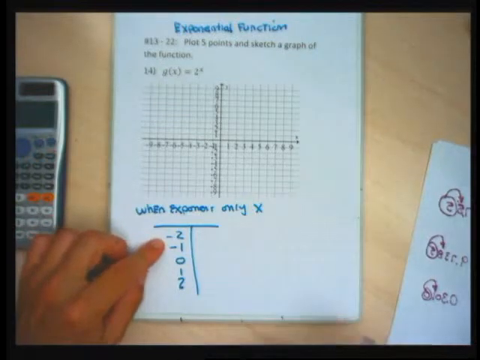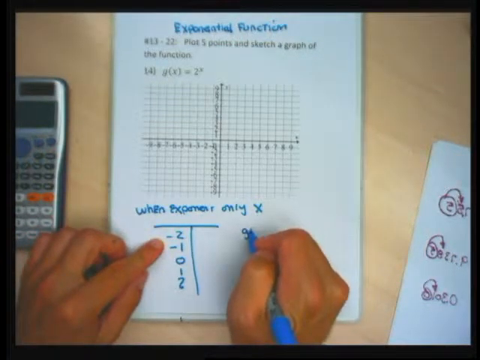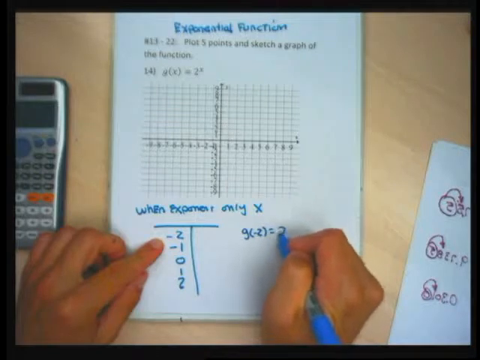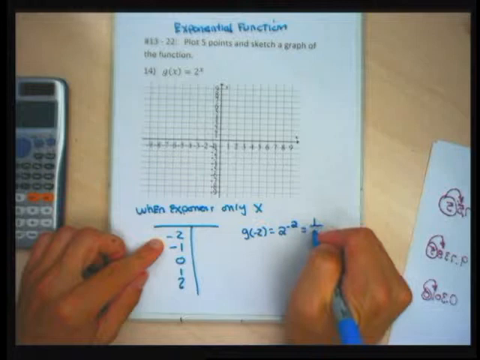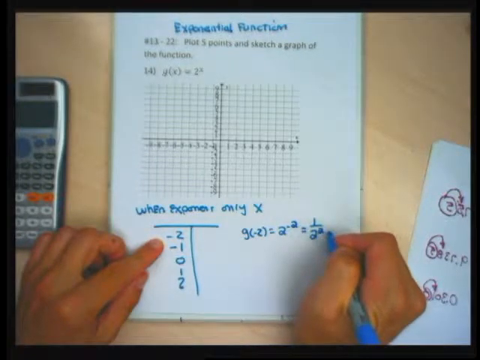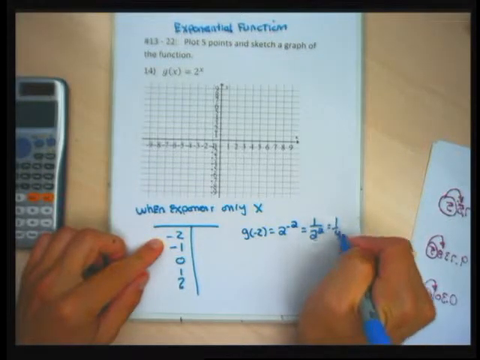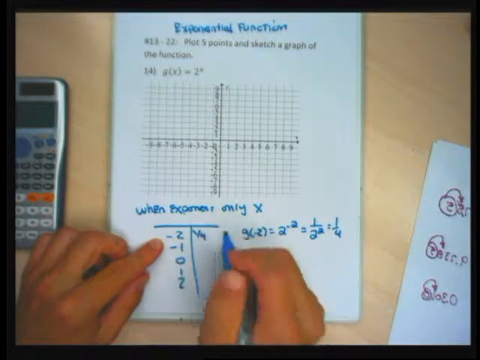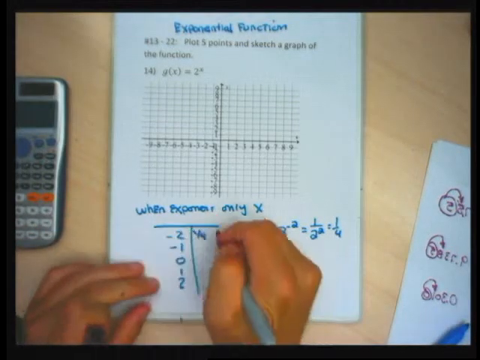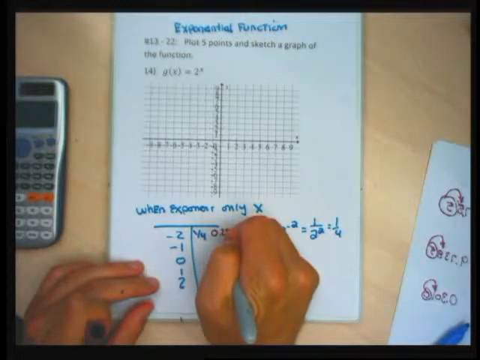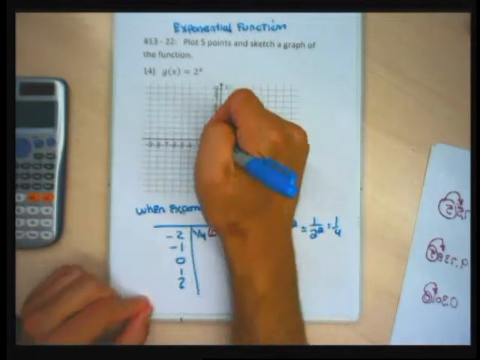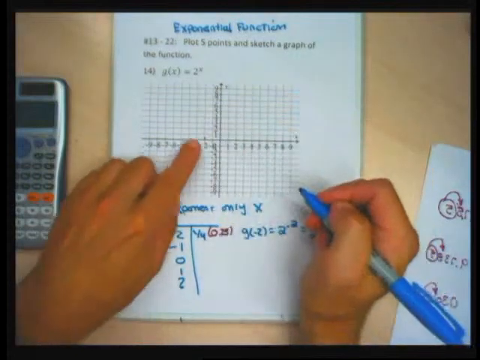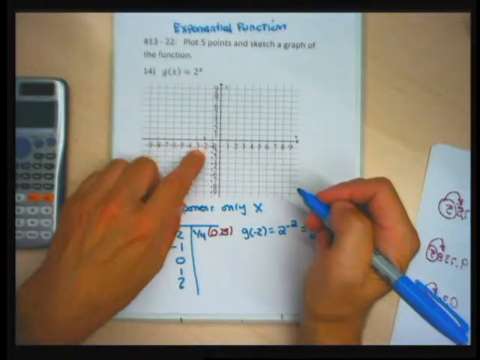To plug -2 in for x, I'd go g of -2 equals 2 to the -2 power. I know that 2 to the -2 power is 1 over 2 squared, which is 1/4. Putting 1/4 here is absolutely perfect. My calculator, I think, is going to put 0.25 instead of 1/4, because that's the decimal equivalent of 1/4.